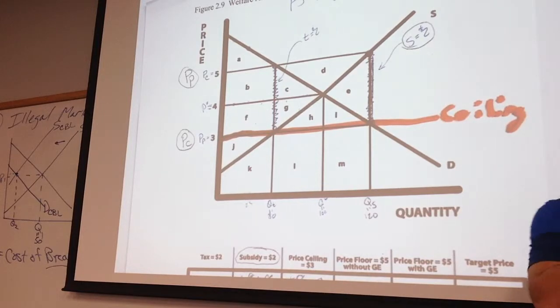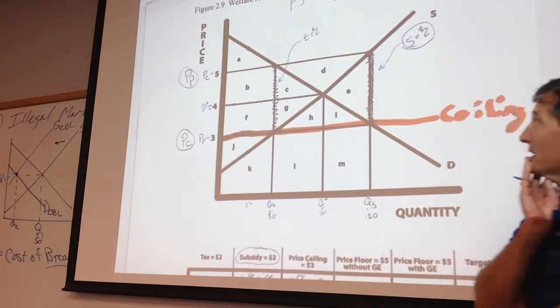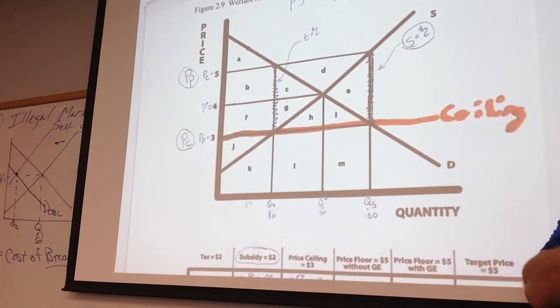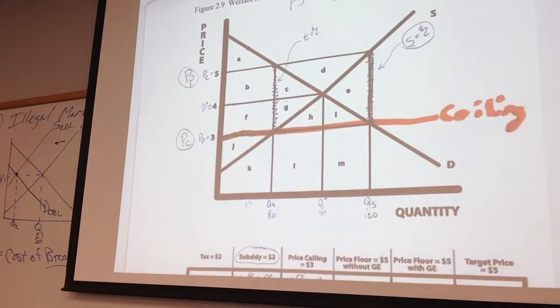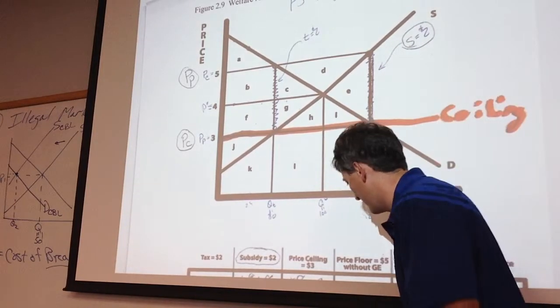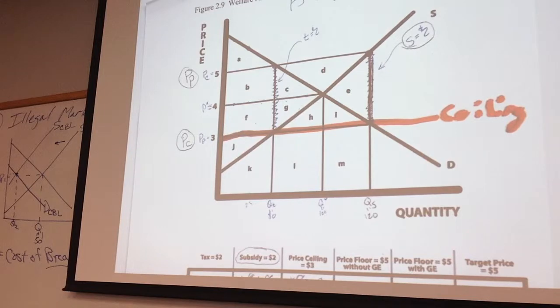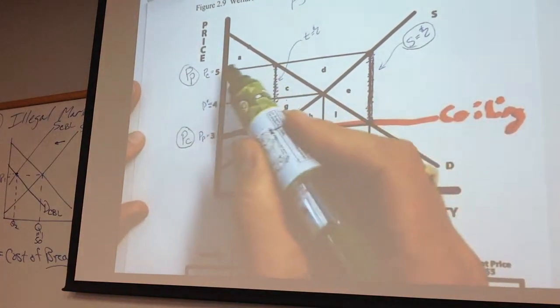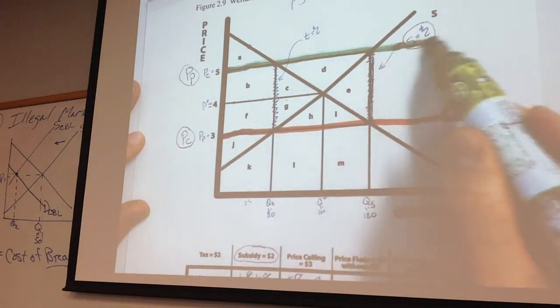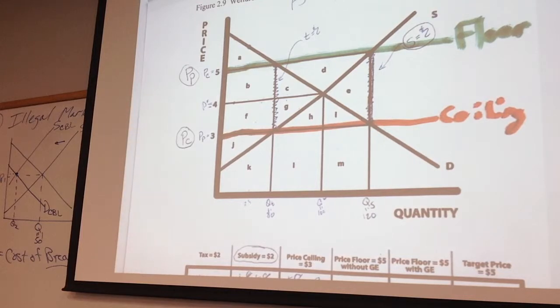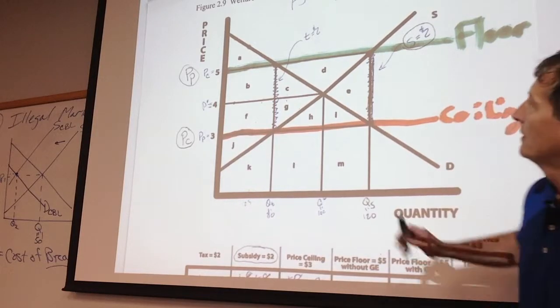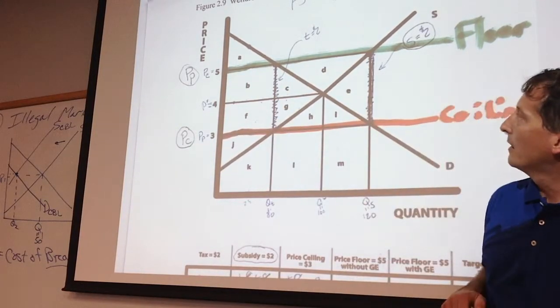What's going to happen here? What happens to the consumers? Minus B minus C. Okay, so the price jumps up to the price floor of $5. So let me try my green marker here to draw my big fat floor. So there's my floor. All right? And so consumers used to have ABC, but now they have just A. Okay? How about the producers?